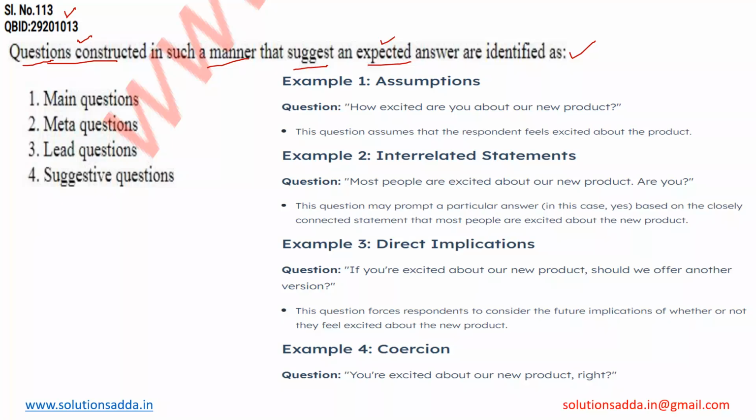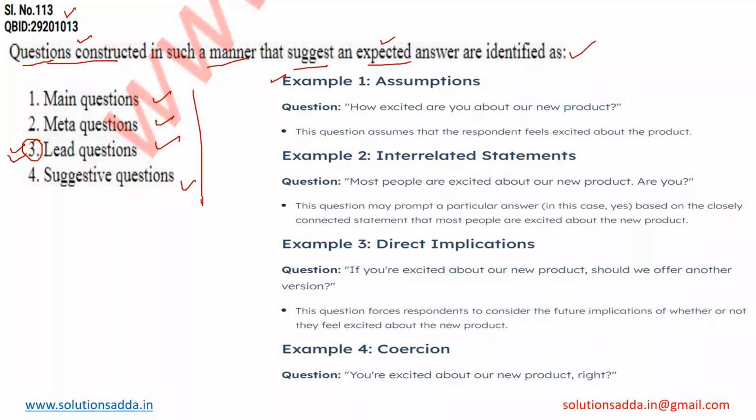So here 4 types of questions have been given. Either it could be main questions, meta questions, lead questions and suggestive question. So by understanding the sentence of the question, we may know that it directly implicates the lead questions. Lead questions, by the name itself, give us the direction that in a lead question we can expect what could be the respondent's answer.